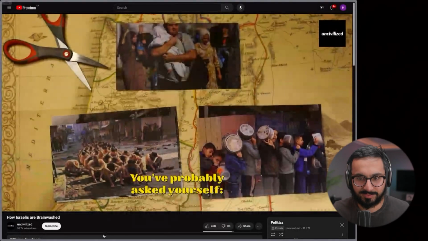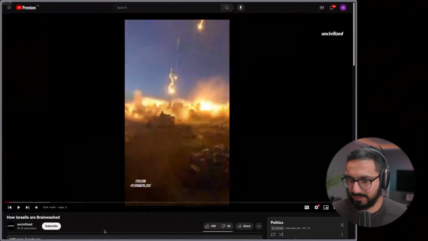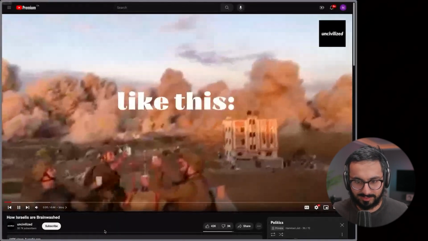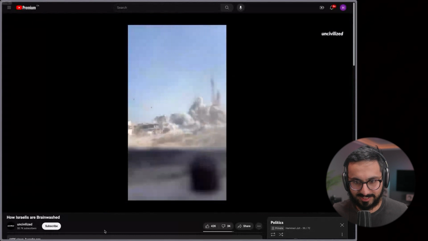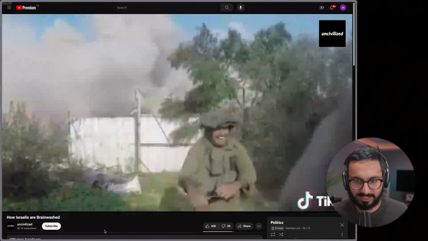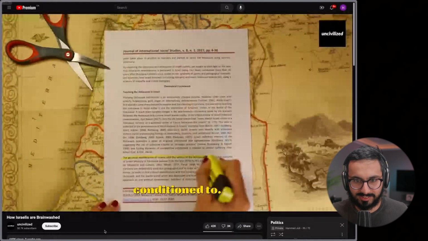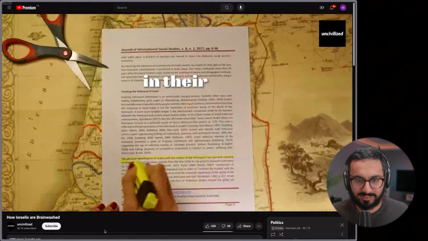You've probably asked yourself, how does someone react to genocide? Like this: IDF blowing up buildings. These are all their TikToks. Who's gonna be living in tents in Gaza? Your baby's here. The answer is they've been conditioned to, and it starts in their education system.